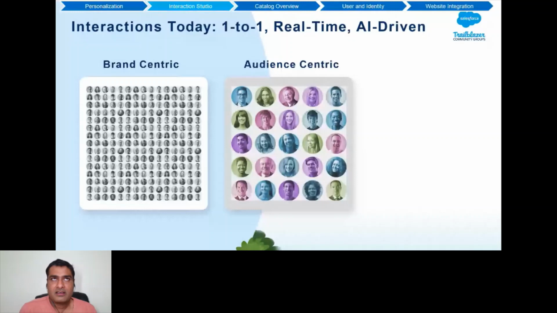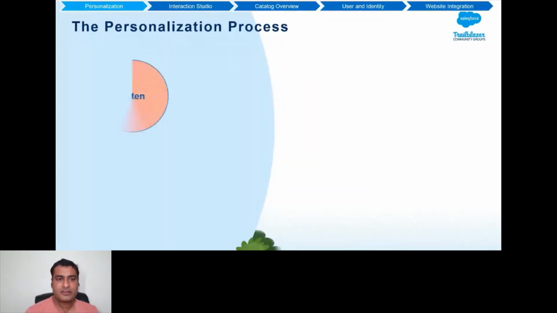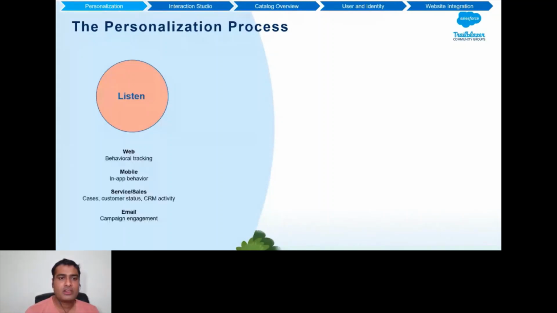So the process has three core components. The first one is to listen to consumers. You want to listen to your consumers on all the channels you are interacting with: web, where you can track their behavior on your websites, or mobile, where you may want to see how they are interacting with your mobile app, or your CRM, where you may want to see what kind of cases they are logging, or you may want to track their engagement.